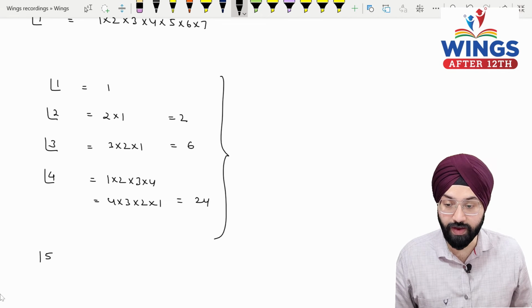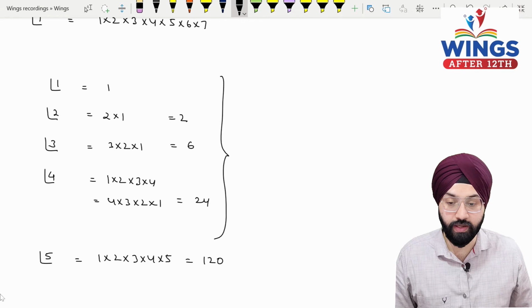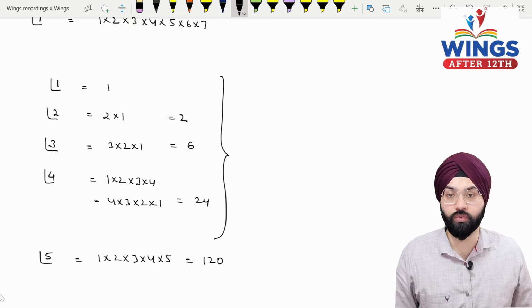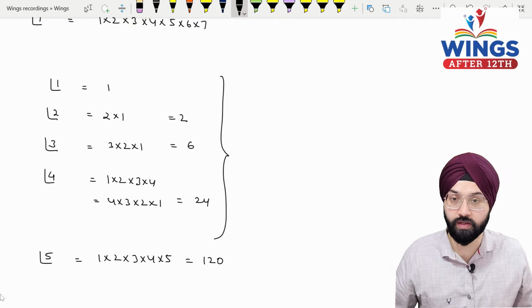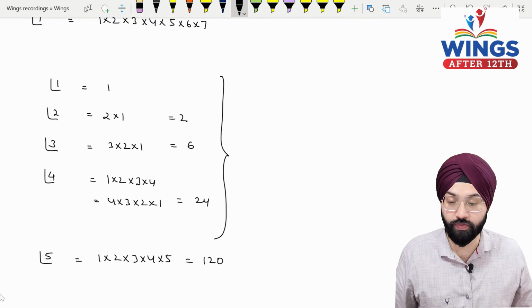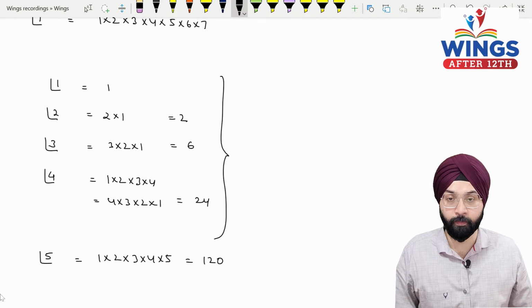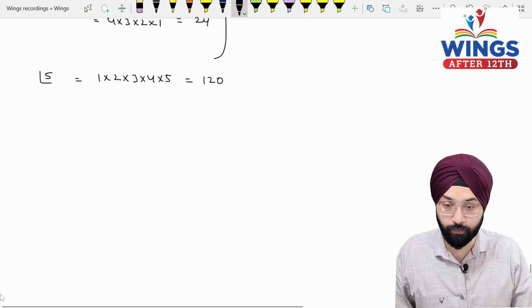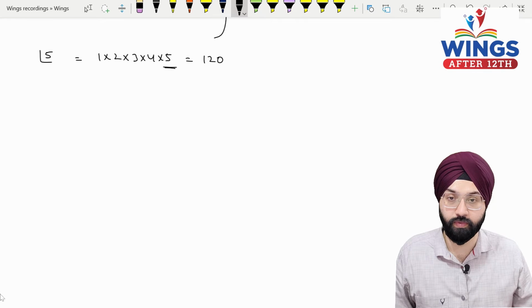Now starting from 5 factorial, that is 1 into 2 into 3 into 4 into 5, which is 120. Starting from 5 factorial, all higher numbers like 6 factorial, 7 factorial, 8 factorial, 9 factorial and so on will be divisible by 5 because they will contain a factor 5. Okay. Now, 5 factorial has one 5, right?